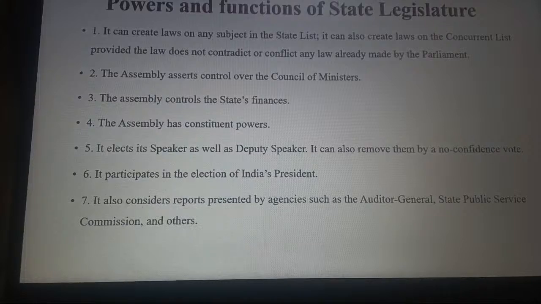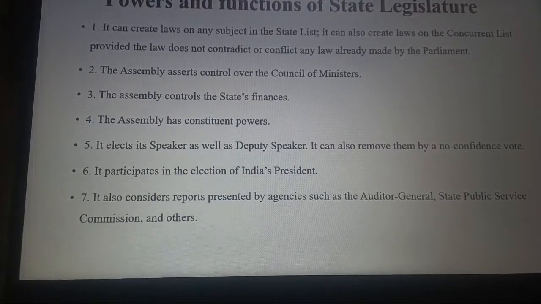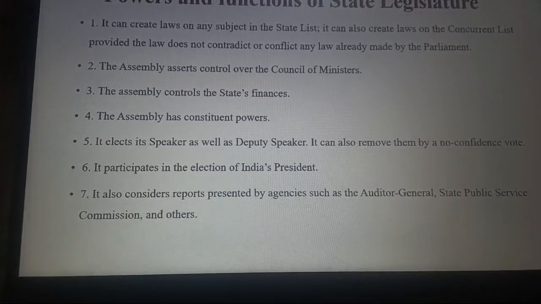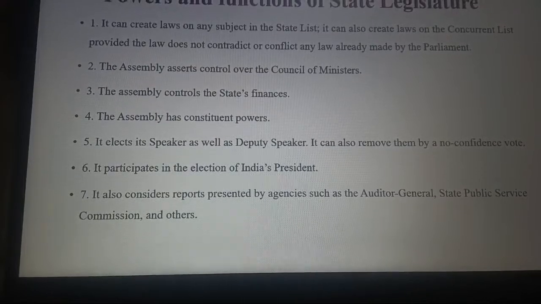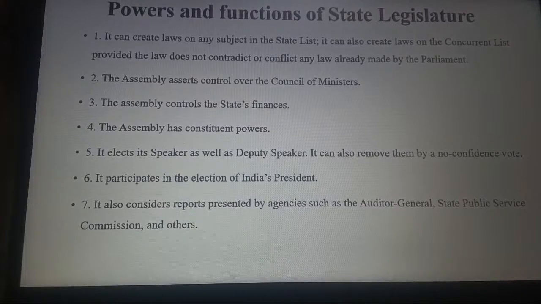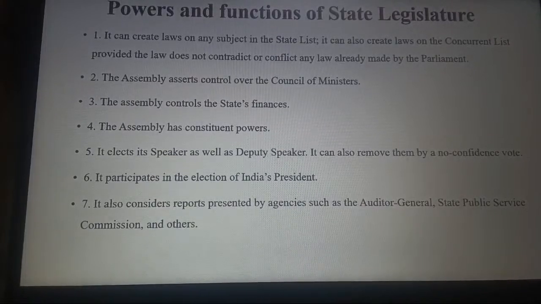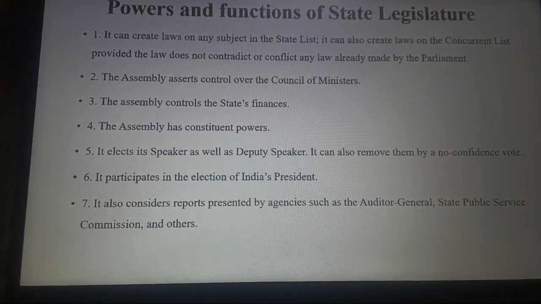It also participates in the election of India's President. It also considers reports presented by agencies such as the Auditor General, State Public Service Commission, and others.